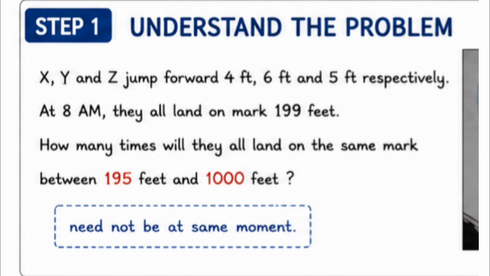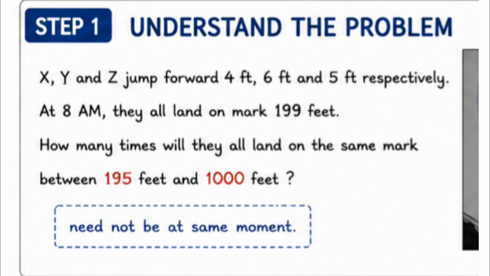This means from any mark they land on, the next mark will be plus 4 feet ahead, or the previous mark was minus 4 feet behind. Jumper Y moves in steps of 6. Jumper Z moves in steps of 5 feet. Now look at this crucial clue. At 8 am they all land on mark 199. This is our golden baseline.